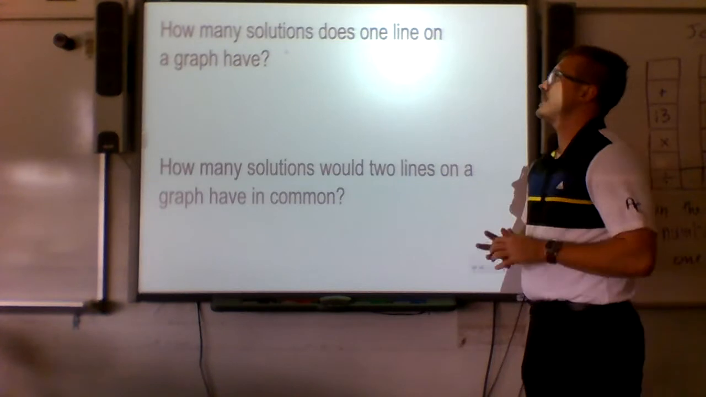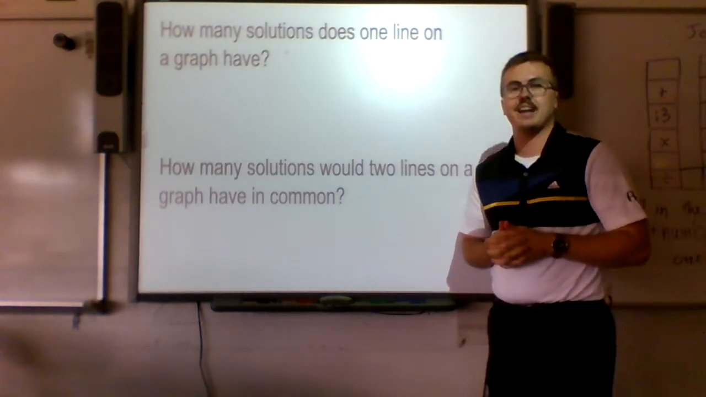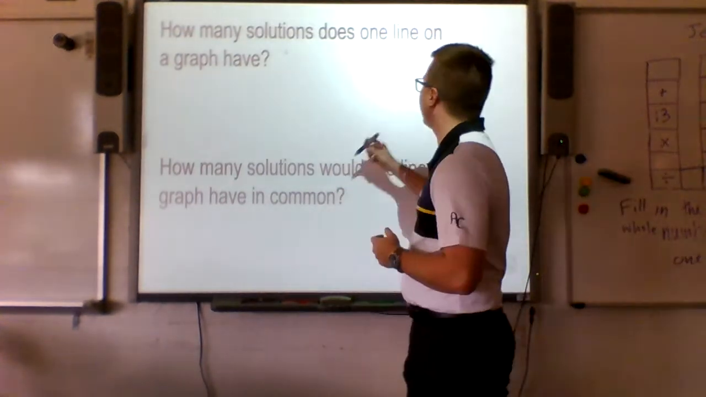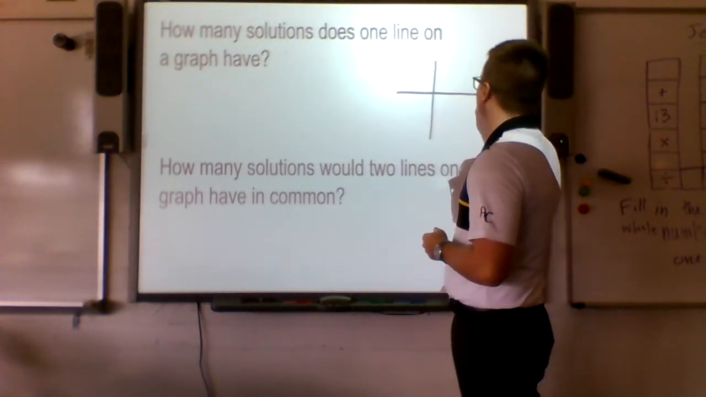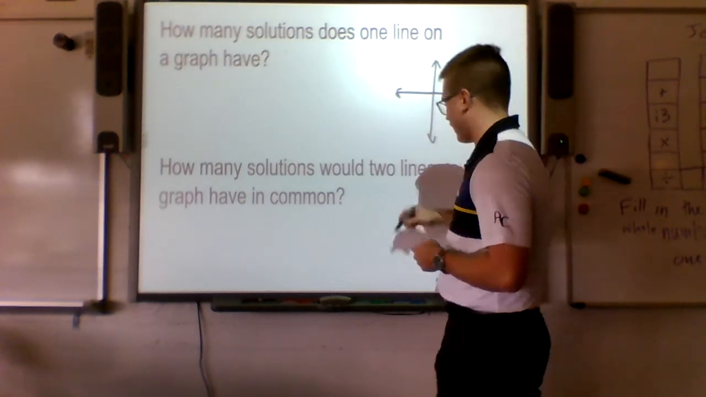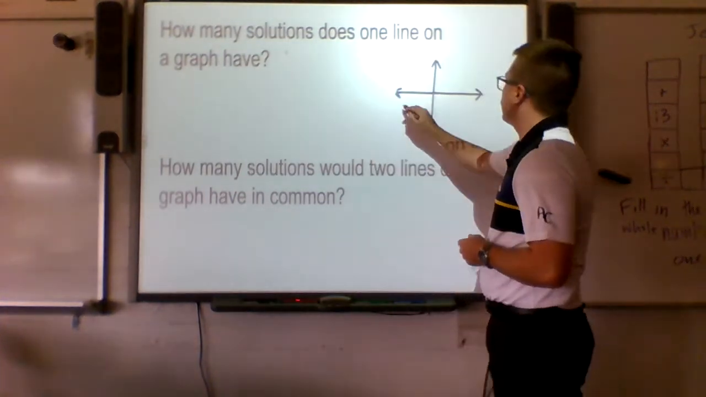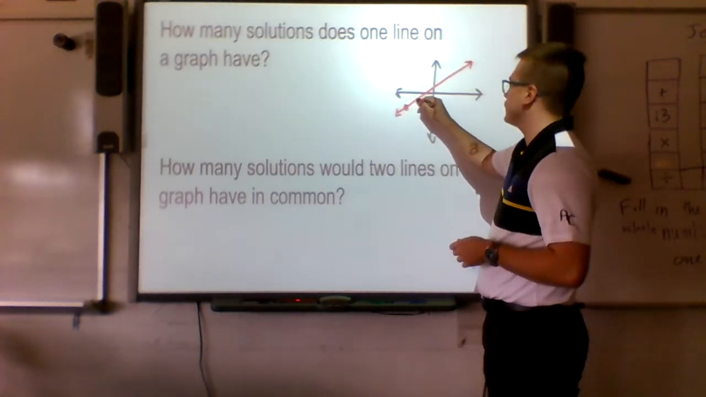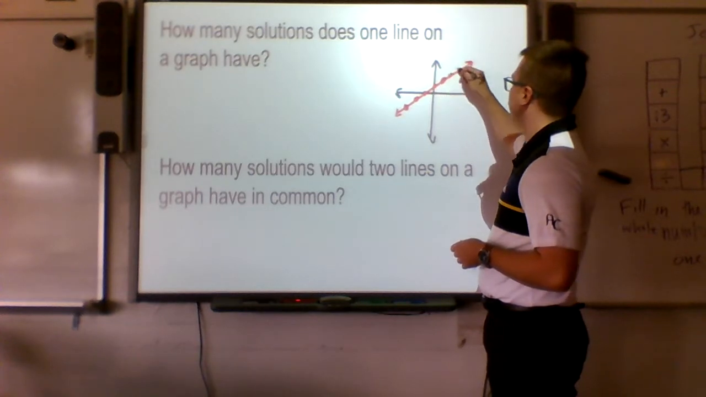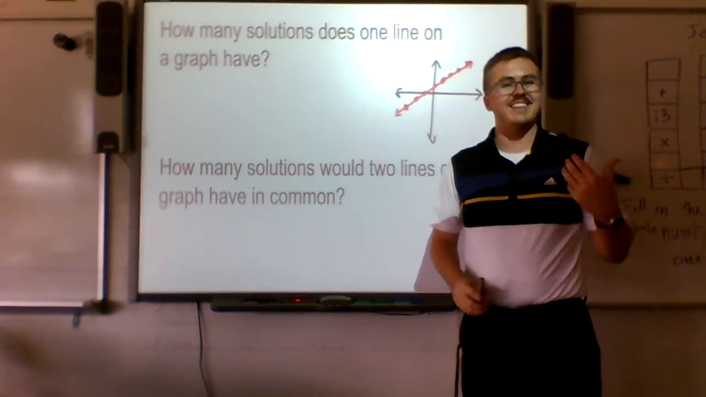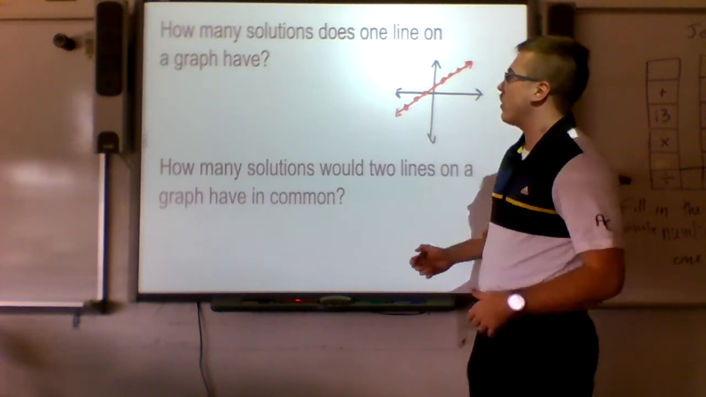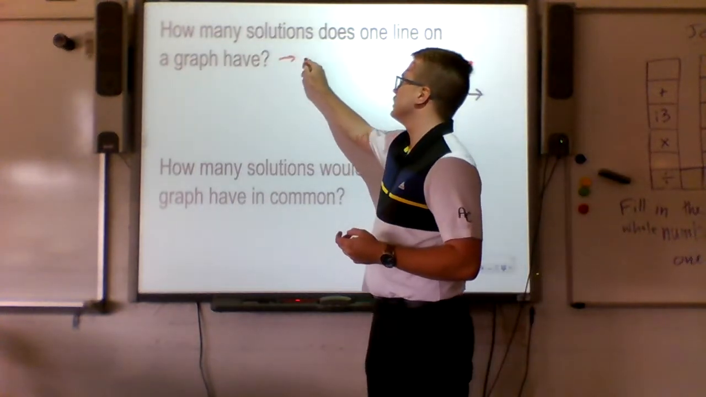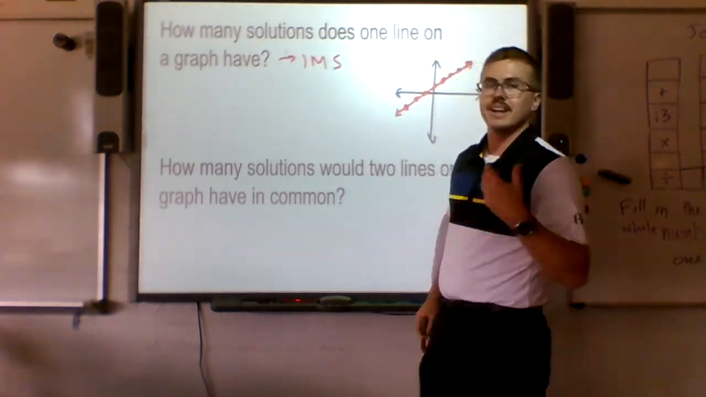So first question here says, how many solutions does one line on a graph have? Now, if we think about a line on a graph, if I draw a quick sketch over here of a line on a graph, solutions come in the form of points. So all of these points that are on this line are solutions to the linear function. Now, a solution is in the form of a point, so there are infinitely many solutions to a linear function.